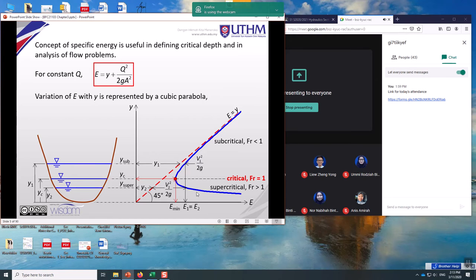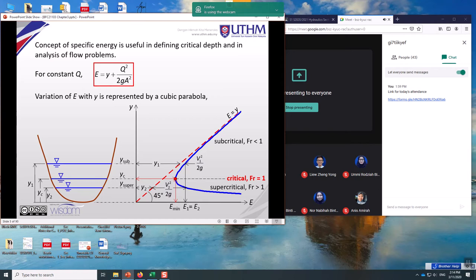Now, what I'm going to say here is how you get the blue line. It is from the specific energy equation, that is E equals to Y plus Q squared over 2gA squared, or E equals to Y plus V squared over 2g. Then you get this blue line here. This blue line is asymptotic to the line E equals to Y. It won't intersect, it won't go beyond E equals to Y. That's the characteristic of this graph.